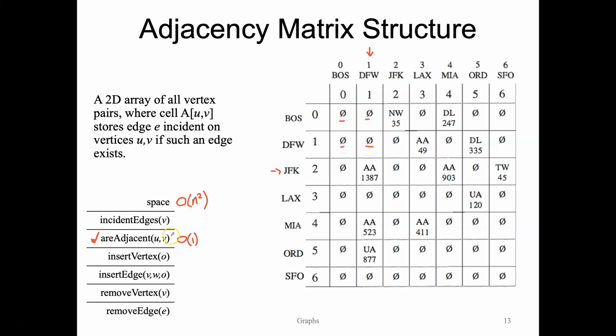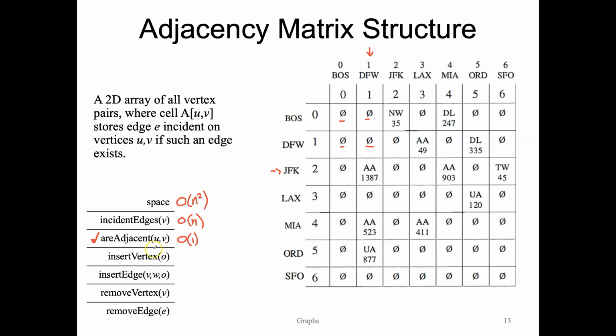So let's see how the other methods would be implemented. So if we want to check for a given vertex what all edges are incident to it, well, we can access that vertex in constant time. However, we would have to go through every cell corresponding to that vertex to see what all edges are incident on it. So this would be linear time, big O of n, in terms of the number of vertices.